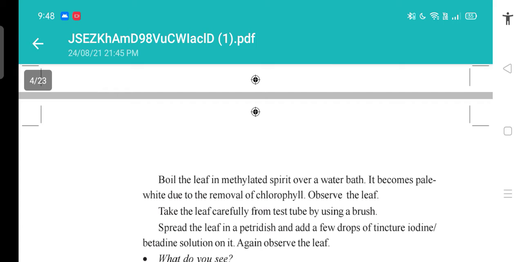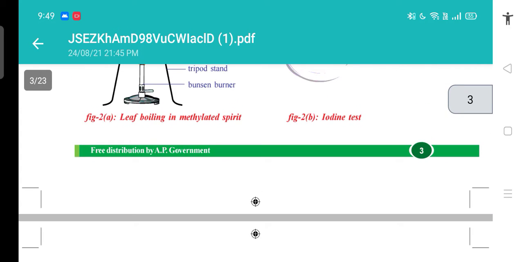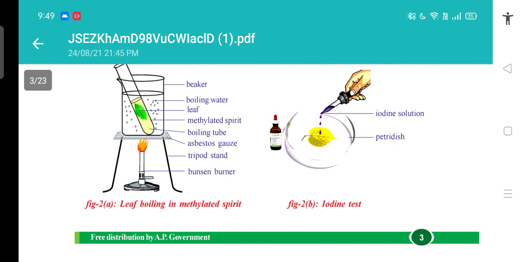Then observe the leaf. Take the leaf carefully. In this situation the leaf will be very soft and it will break if we make any mistake. There are many precautions to take when removing this leaf from the test tube. Spread the leaf in a petri dish. You can see the petri dish in figure 2b.